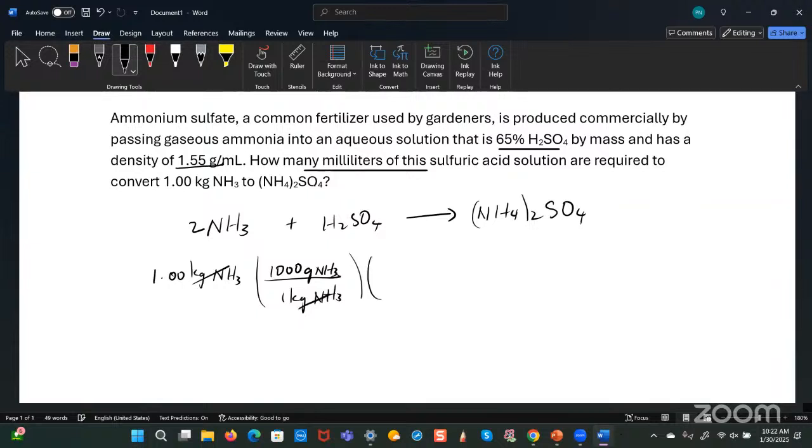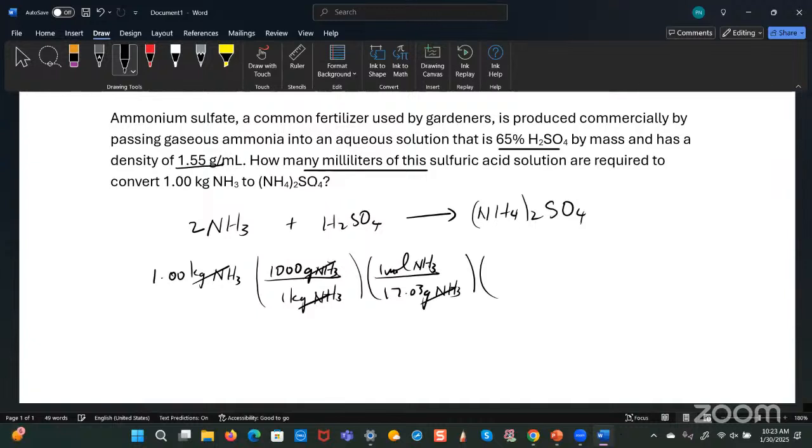The next step is I would convert the grams of ammonia to moles, right? So that means that I'm going to have 1 mole of ammonia above and a molar mass below, which will be 14.01 plus 3 times 1.008, and that would equal 17.03 grams of ammonia. So that this goes with this.